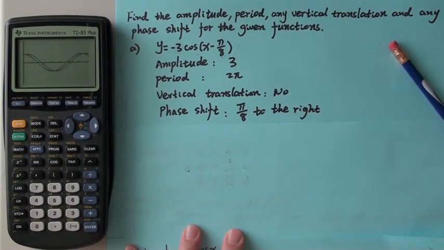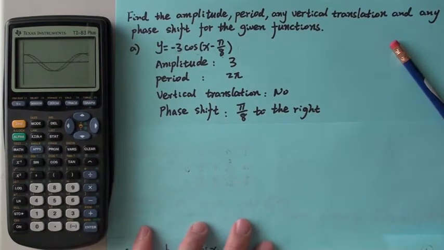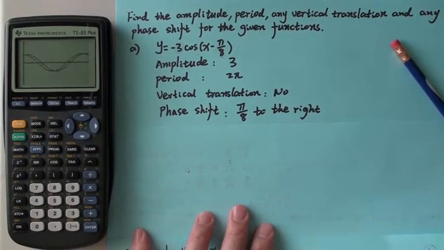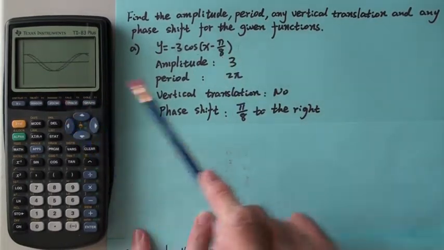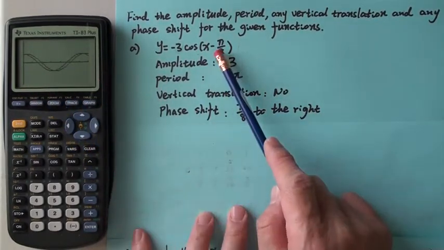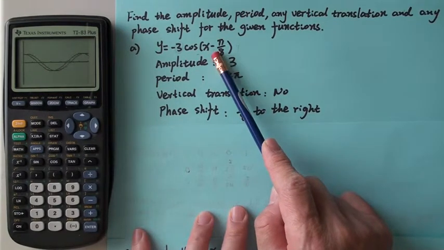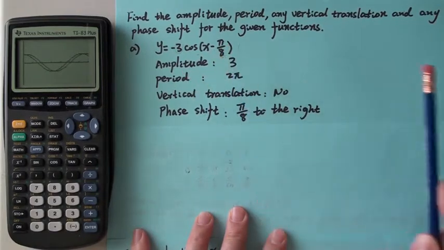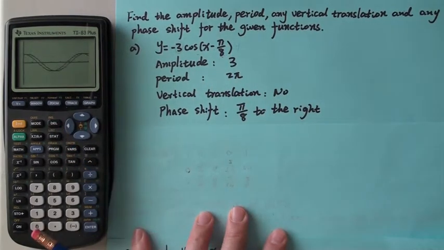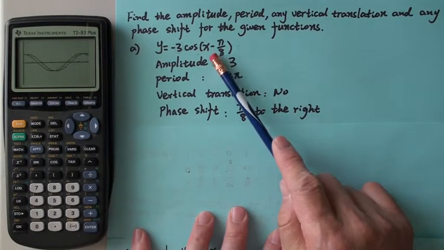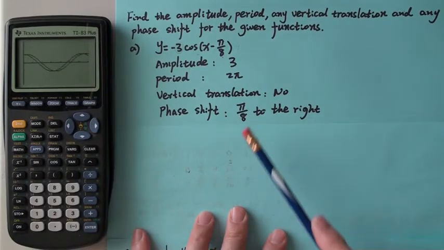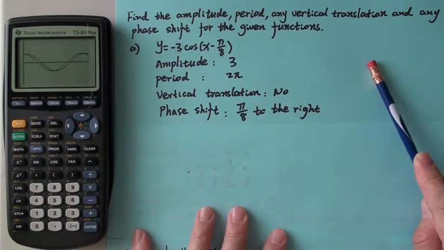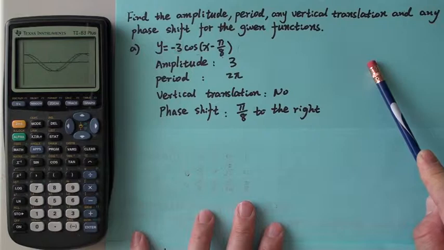I'll show you again later on why it's pi over 8 to the right, not left. Pi over 8 to the right is a positive direction. Here it is subtract, so when it is minus, pi over 8 is to the right, not to the negative direction. If here were plus pi over 8, it would be to the left, negative. That's a little bit different. You want to be careful about that.